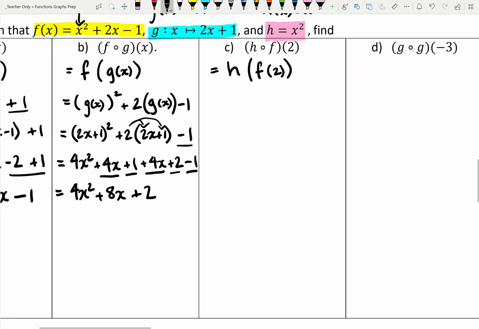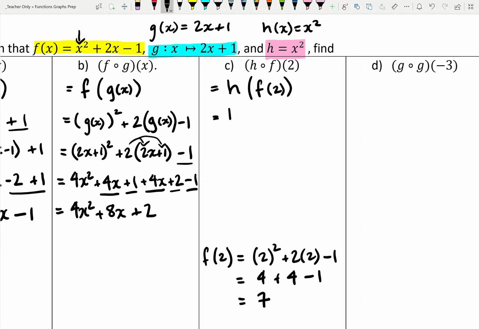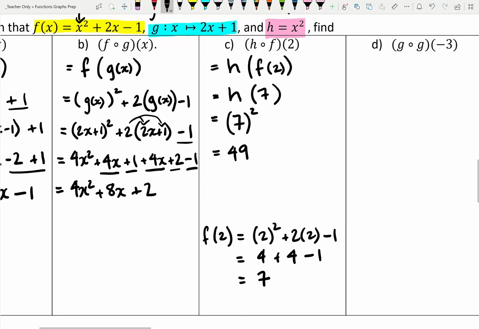Now, down here, I'm going to calculate what is f of 2. f of 2 is 2 squared plus 2 times 2, minus 1. 4 plus 4 is 8, minus 1 is 7. So now what we're actually doing is we're finding h of 7, because that's what f of 2 equals. From there, h is x squared, so we're substituting in 7 squared, which is 49. So that's the first way to do it, and possibly the simpler way to do it.